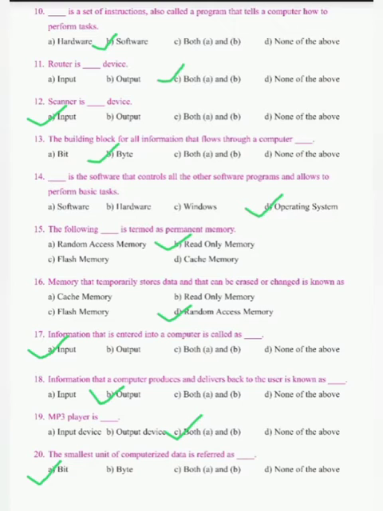Router is dash device. A. Input. B. Output. C. Both A and B. D. None of the above. Answer: Both A and B.